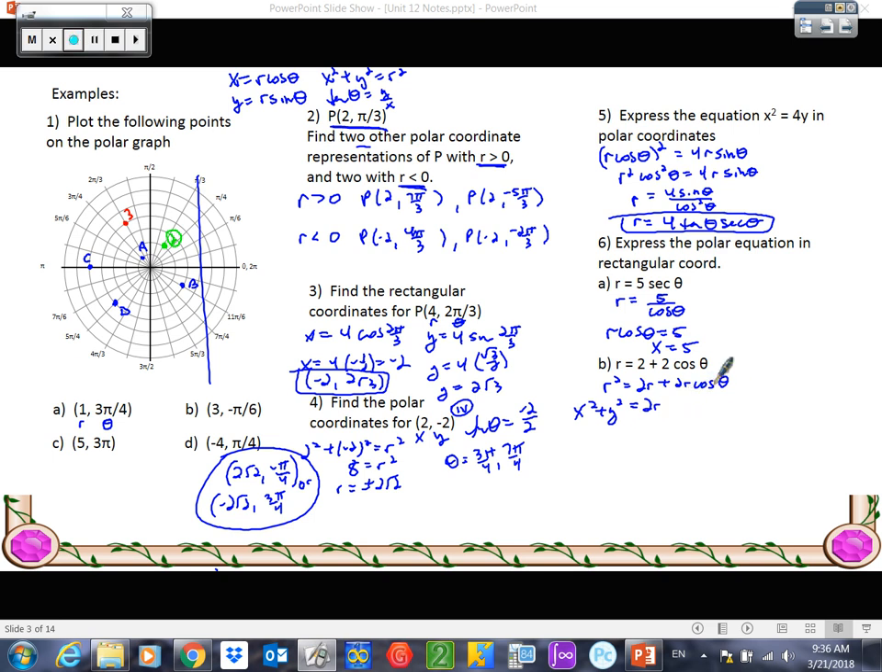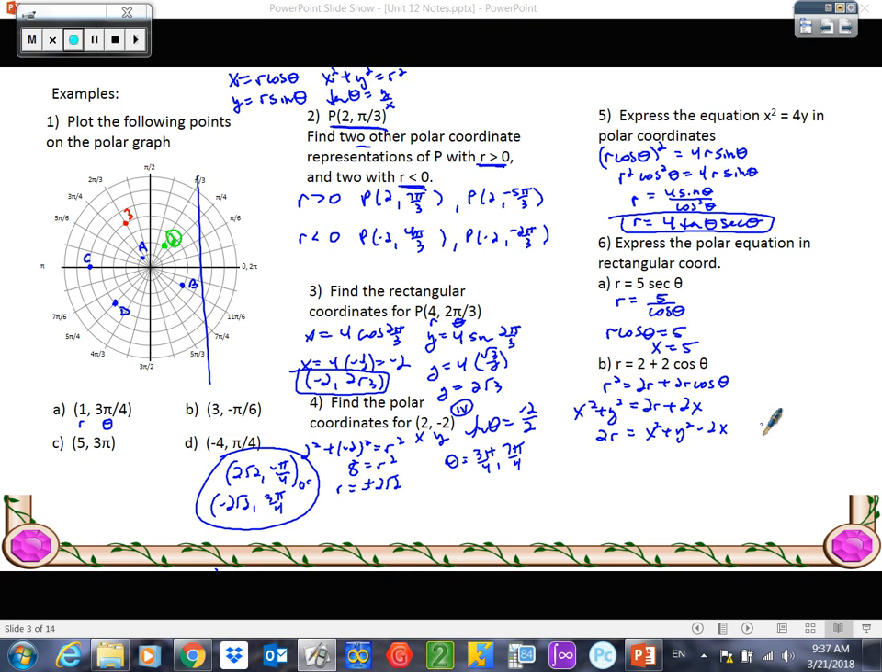What about this 2r cosine? Do I have something for that? I do, don't I? What is r cosine? X, so this would be 2x. Okay, so we're doing pretty good. We've eliminated everything except for the 2r. Of course, we can't leave it, so let's see. Why don't we pull the x's and the y's together, get them on the same side, and kind of divide and conquer, right? Just move them over and then let r be by itself. So 2r equals x squared plus y squared minus 2x.